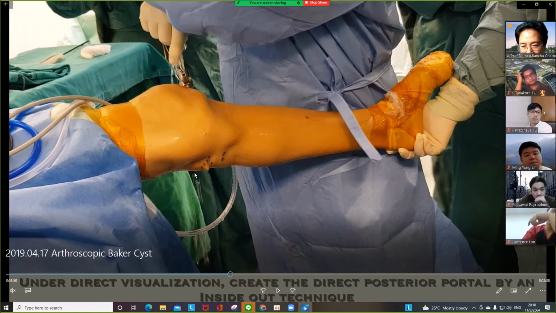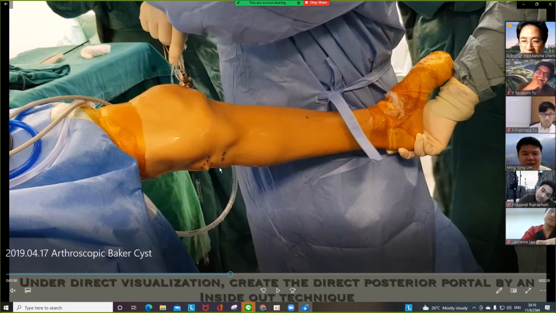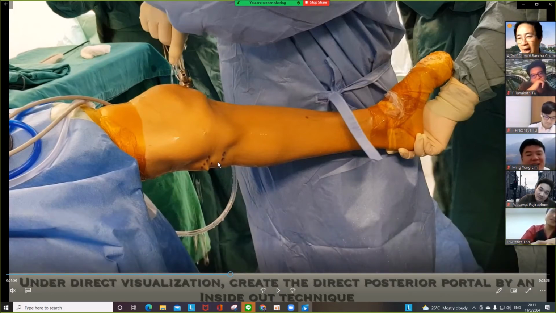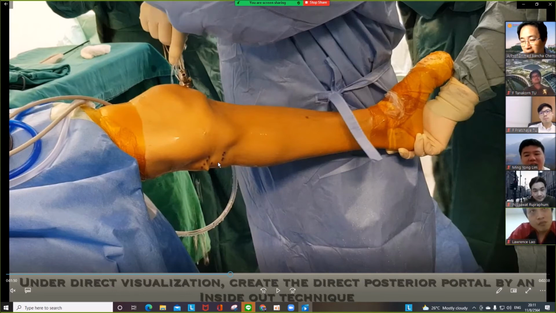What is that? Dr. Lim, what is that? In the back. Don't know. Lawrence, what is that? Not sure. This is medial, sir, right? The veins, the saphenous veins, because the only structure that we can damage is the vein.